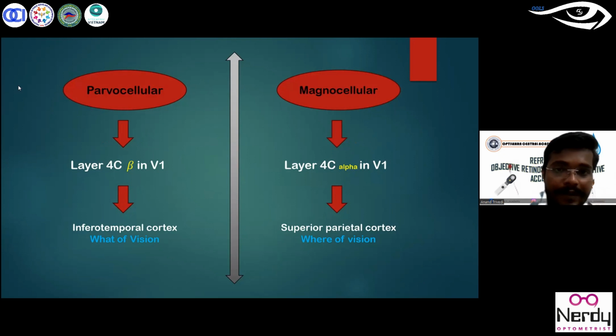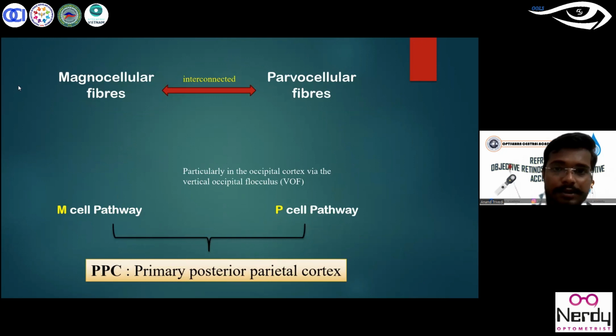Okay, whereas magnocellular cells are not suppressed because they go to the 4C alpha in V1, and from there they go to the superior parietal cortex, which is responsible for the "where" of vision. So the magnocellular fibers and parvocellular fibers are interconnected throughout, and that is how you know where vision is and what vision is, through both the M and P cell pathways, and this is what is called the posterior parietal cortex, PPC. And this PPC is very important.